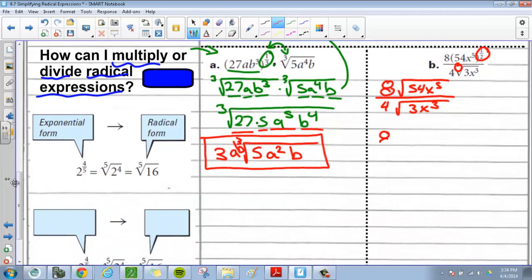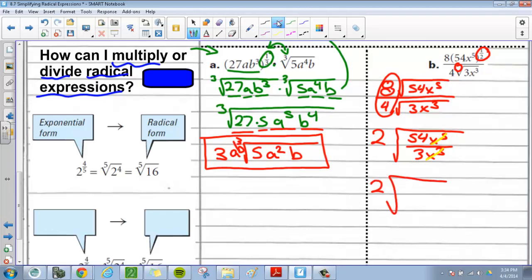So what we have is 8 over 4. Oh, let's just simplify that. What's 8 divided by 4? It's just 2. So we'll just put a 2 here. And then this radical, we're going to make one radical. And we're going to do 54x to the 5th over 3x to the 3rd. Okay? Now let's start canceling some things. We've got x to the 3rd and x to the 5th. That leaves us with what? That leaves us with our x squared.